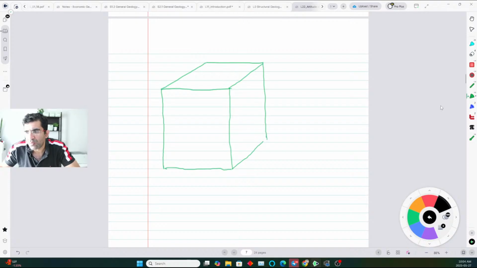Let's say this is a room. And in this room, this wall is east facing. So what will be that wall facing? What will be the direction of that wall? West.